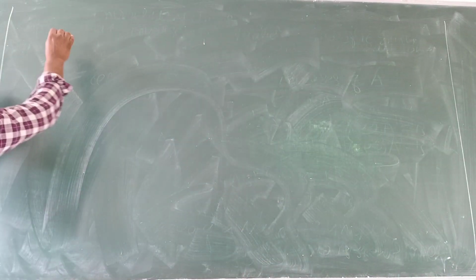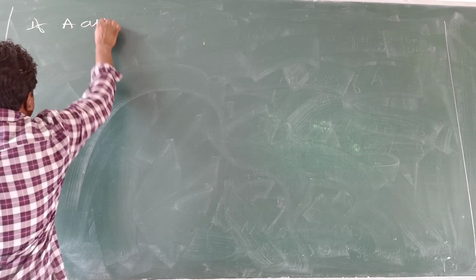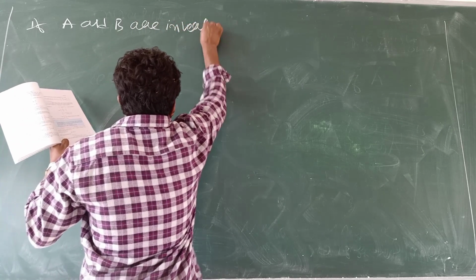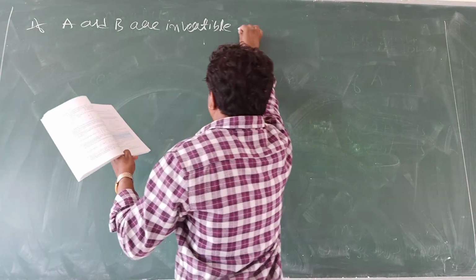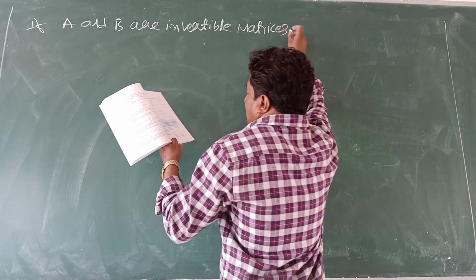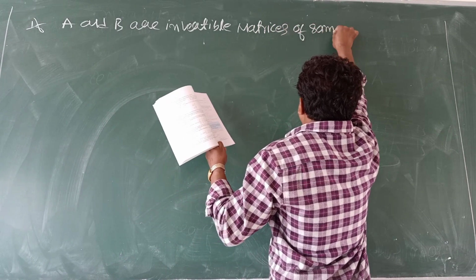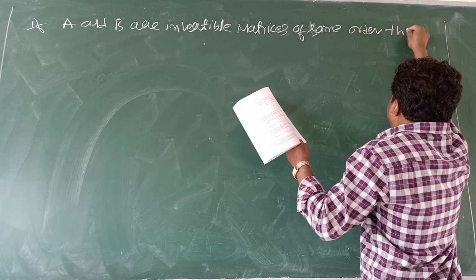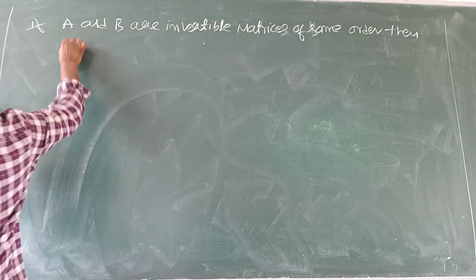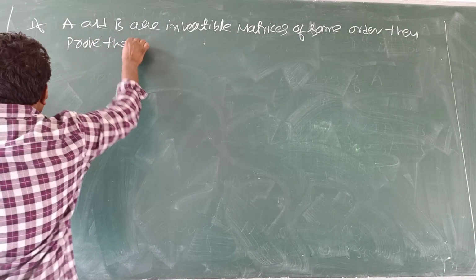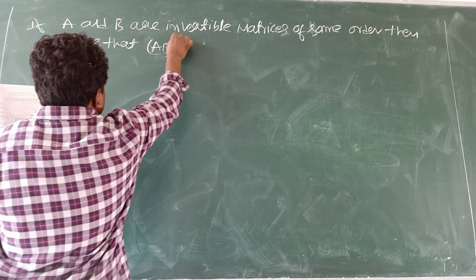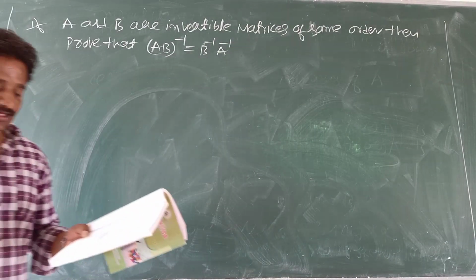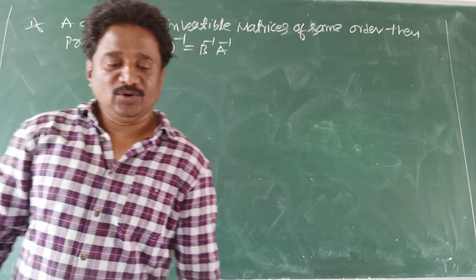So write this question. If A and B are invertible matrices of the same order, then prove that (AB) whole inverse is equal to B inverse A inverse.